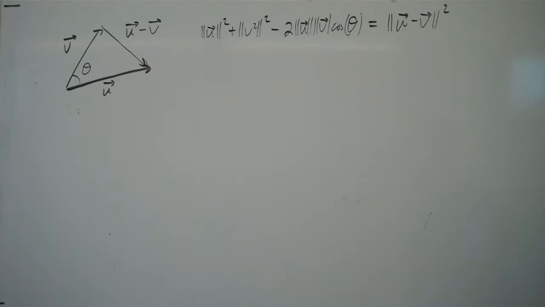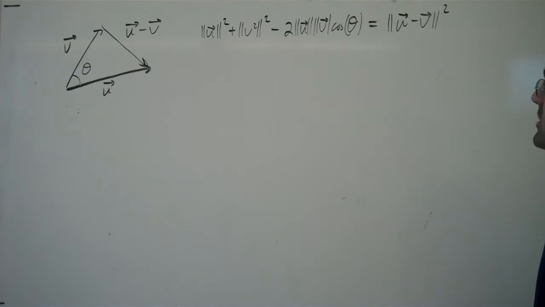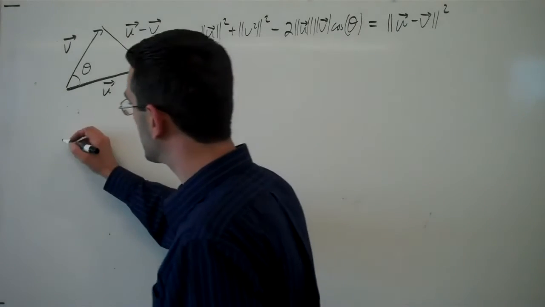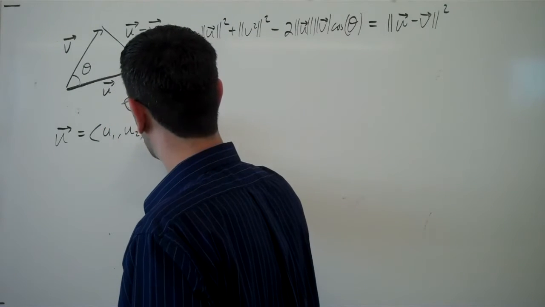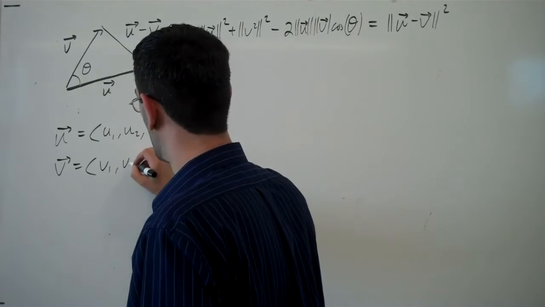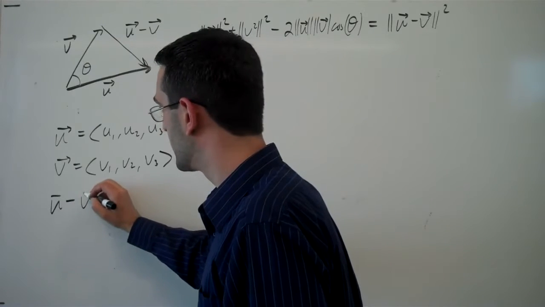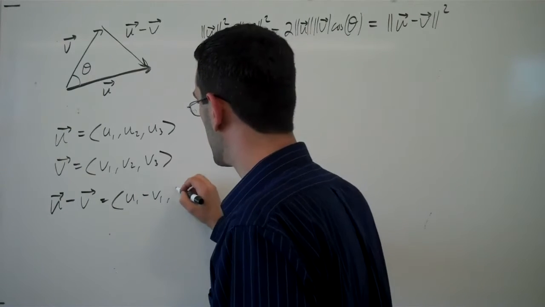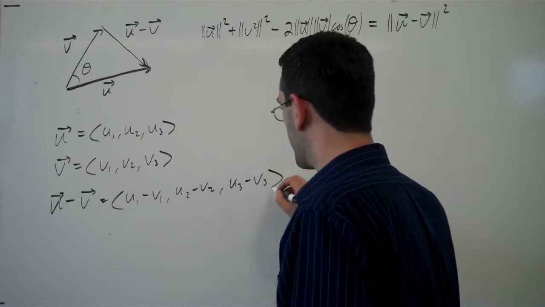So now in order to go any further, we're going to need to break this thing down a bit. So we're going to have to imagine the vectors u and v having components. And so let's imagine that they have three components. Then the vector u would be u1, u2, u3. The vector v would be v1, v2, v3. And then u minus v would be u1 minus v1, u2 minus v2, and u3 minus v3.